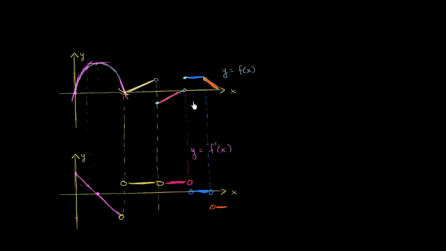So it's a weird-looking function, but the whole point of this video is to give you an intuition for thinking about what the slope of this function might look like at any point. And by doing so, we have essentially drawn the derivative over that interval.